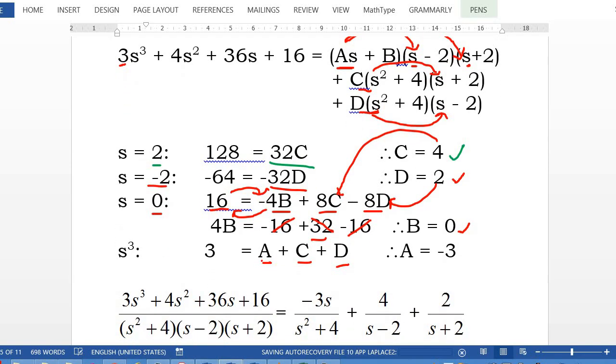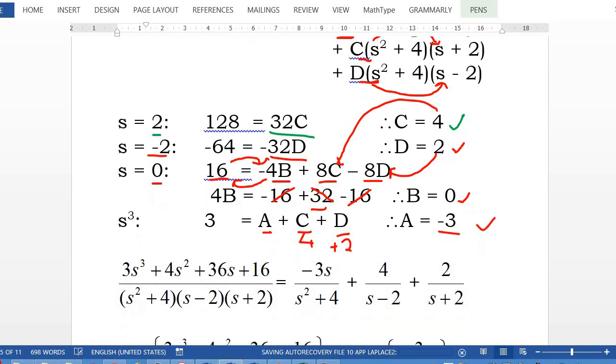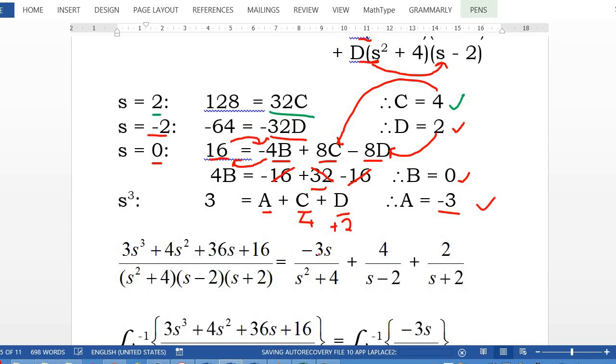Okay, and then plug in the a that we are going to find. Plug in c here. c is 4, d is 2, so 4 plus 2 is 6, so a is 3 minus 6, where you get negative 3. So this one is actually a s plus b, but b is 0, that's why I get negative 3s over s squared plus 4, because b is 0, plus c, 4 over the second factor, which is s minus 2, plus d, 2 over the last factor, s plus 2.